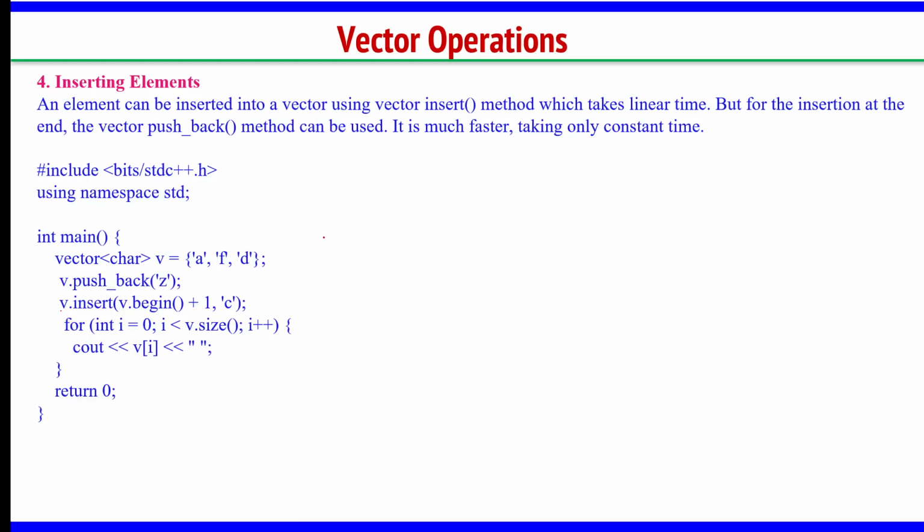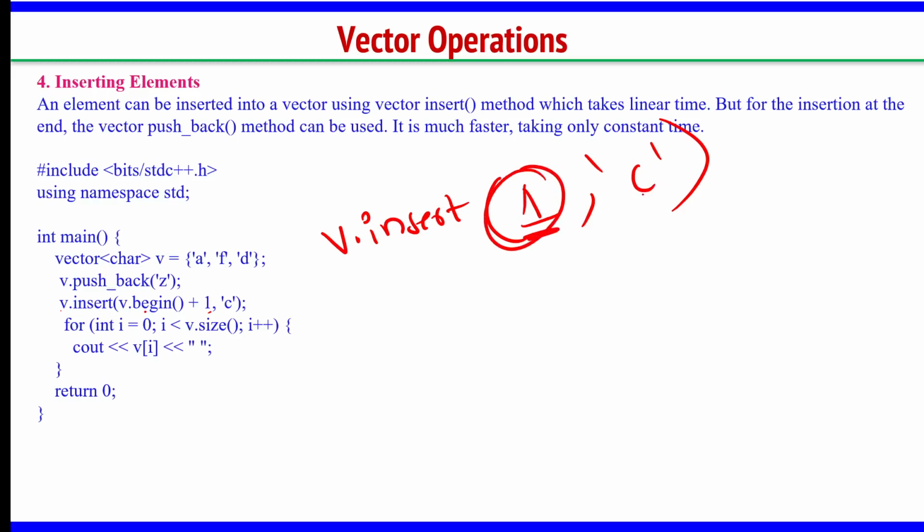See, v dot insert, where do you want to insert? Begin plus 1, that is index 1 I want. From the beginning, the first index I want to insert, and the character C. I want to do it like this. You can give a number like this, 1 comma C. So, at index 1 C will be inserted.